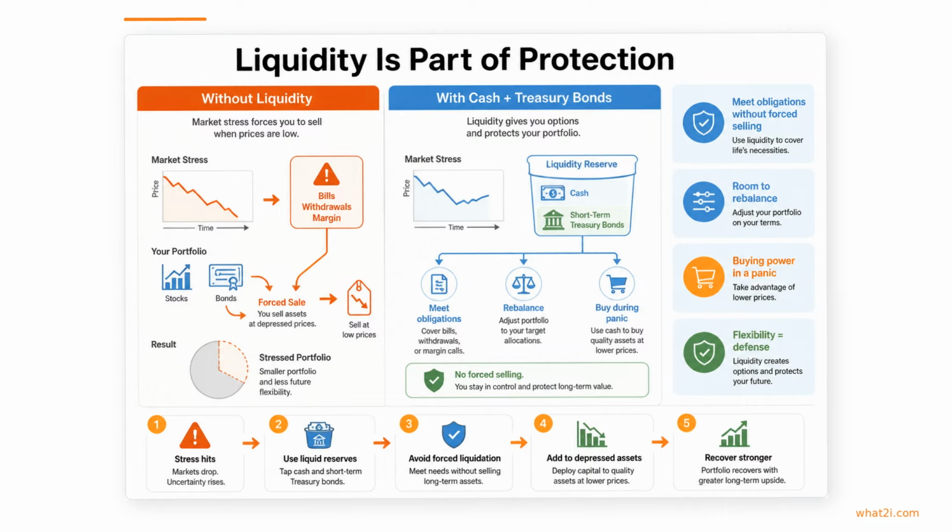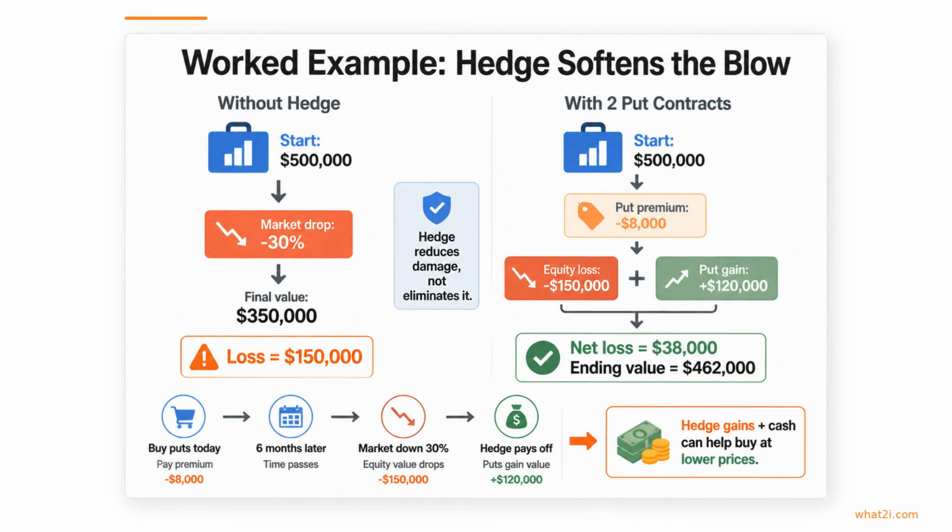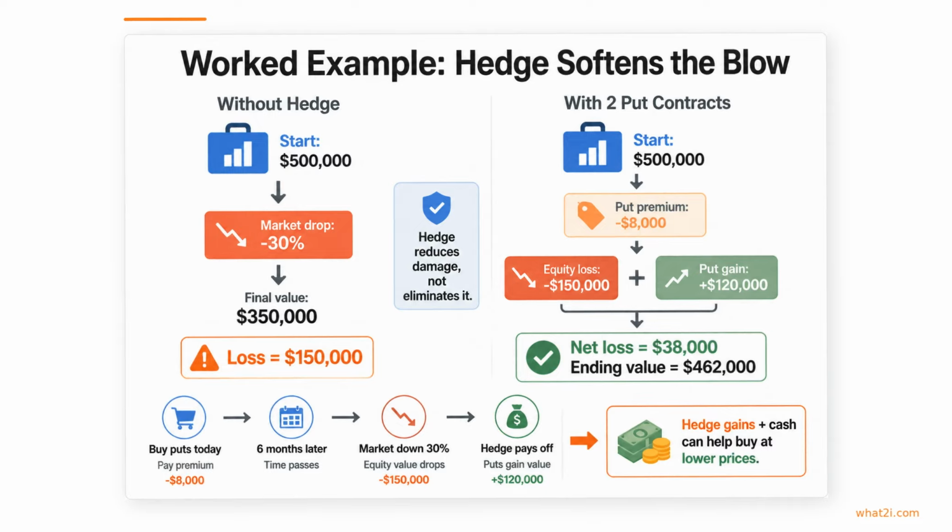A portfolio with some liquid reserves can often make better decisions under stress than a portfolio that is fully invested and trapped. Consider a $500,000 equity portfolio that buys two 6-month S&P 500 put contracts for a total premium of $8,000. If the market then drops 30%, the unhedged portfolio falls to $350,000, producing a loss of $150,000. With the hedge in place, the puts gain $120,000. After subtracting the original premium, the net loss becomes $38,000 instead of $150,000.